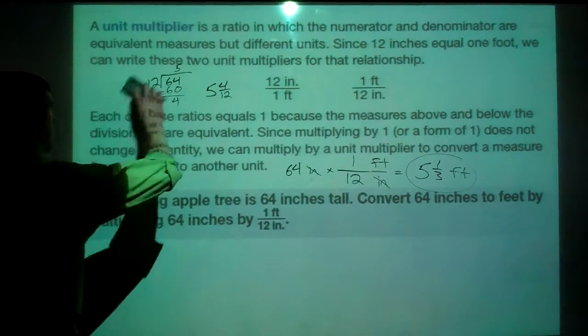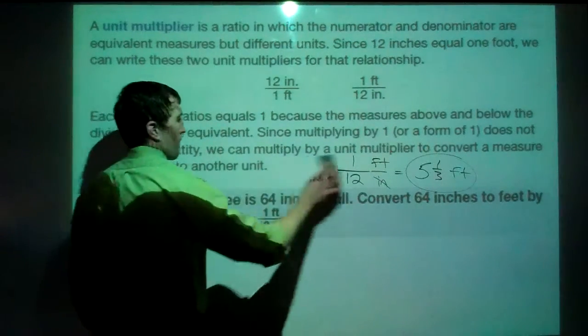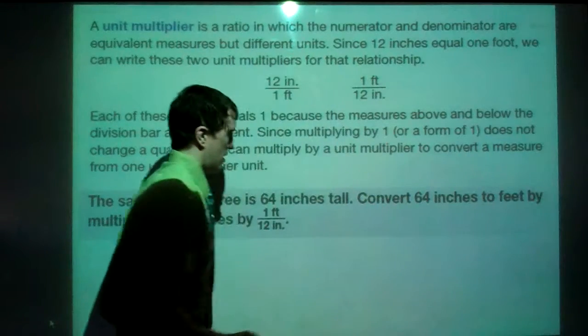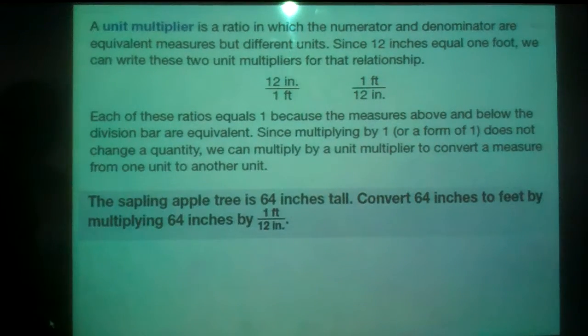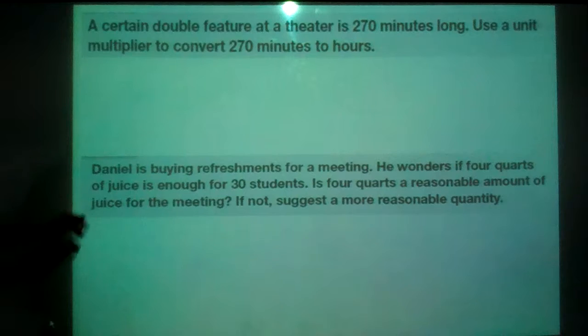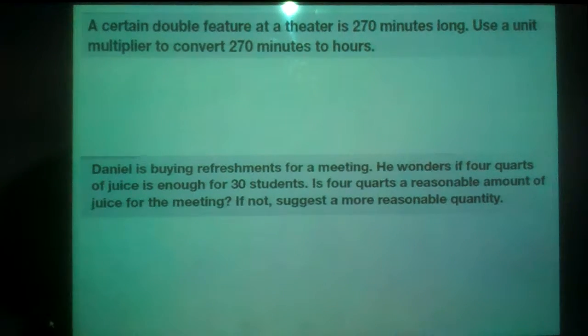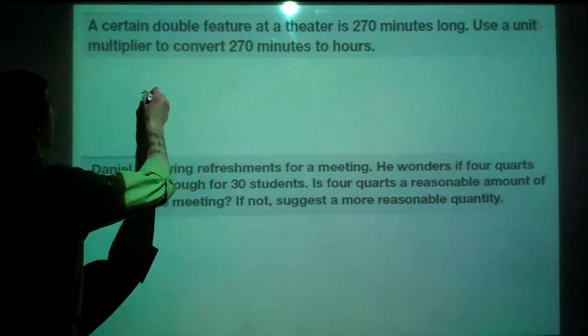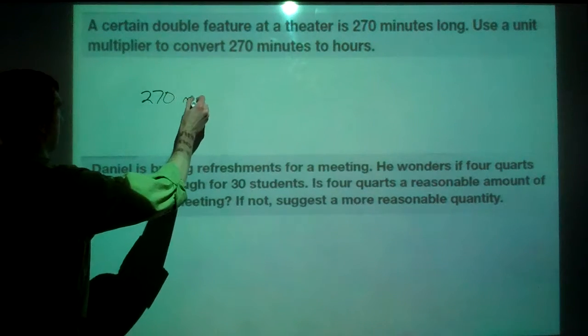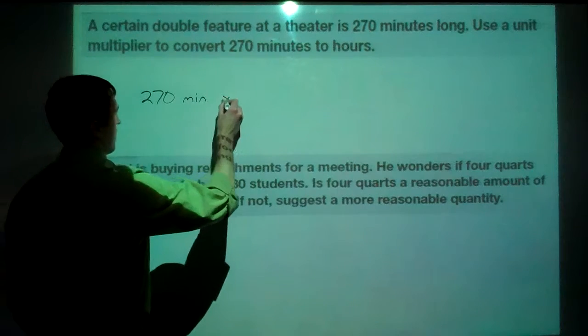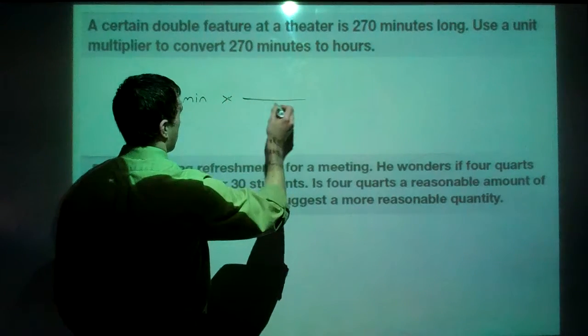So let's take a look at some of these other ones. Okay, we're going to skip this one, but we will do this one right here. A certain double feature at a theater is 270 minutes long. Use a unit multiplier to convert 270 minutes to hours. So remember, always start with what they give you. 270 minutes. We're going to multiply that by a unit multiplier.